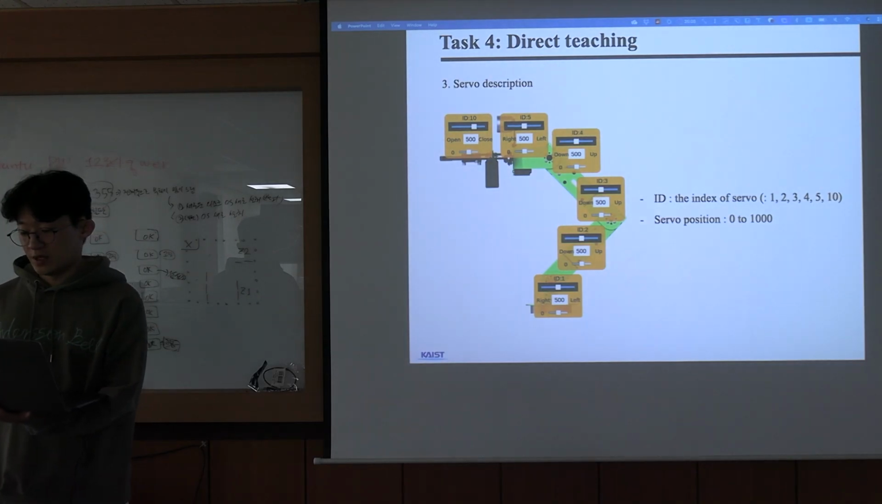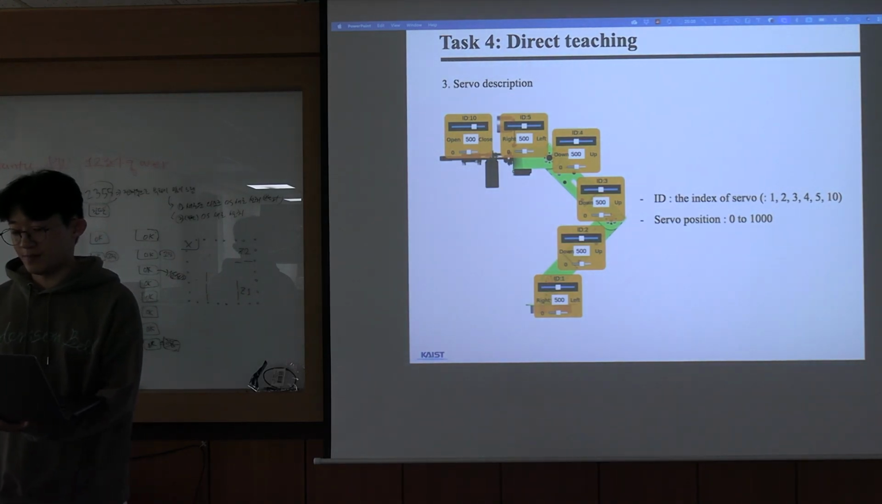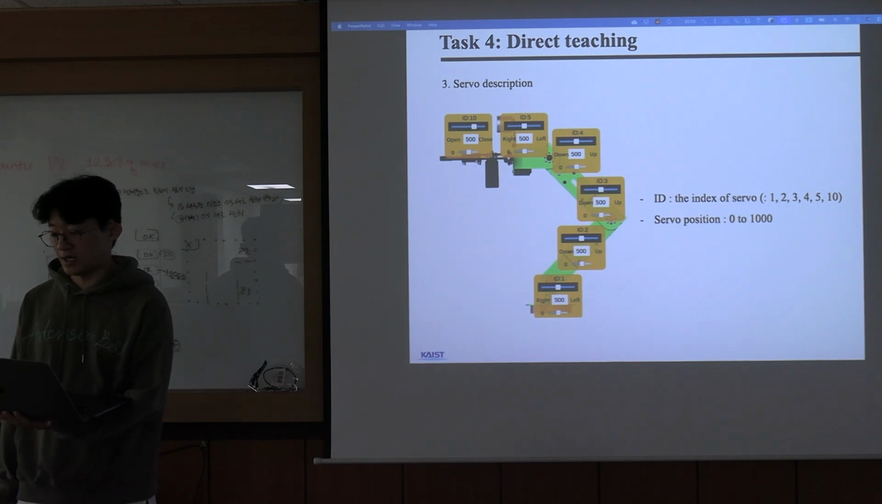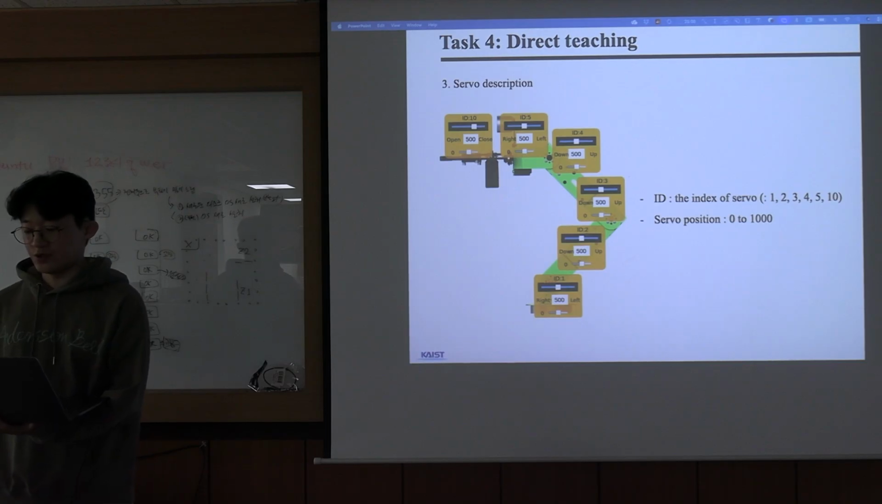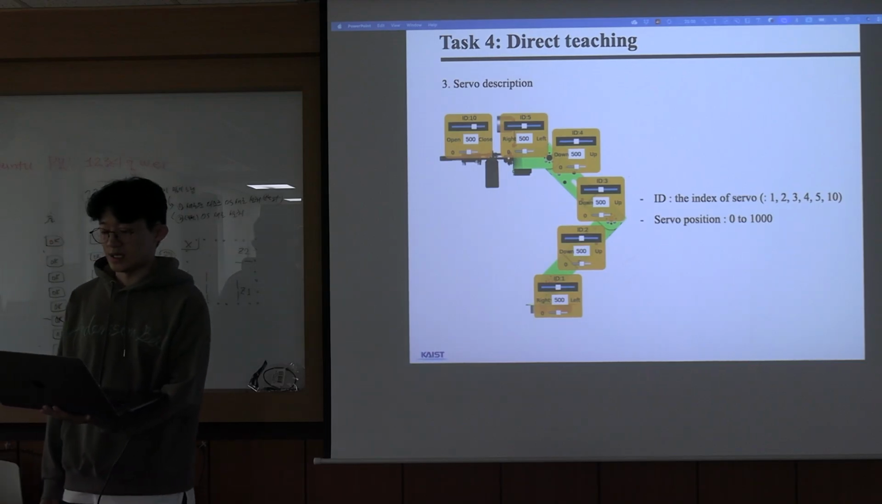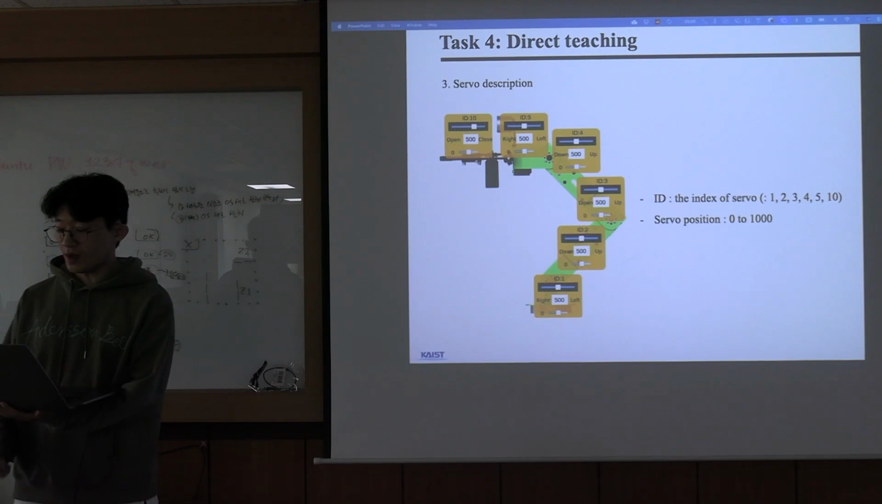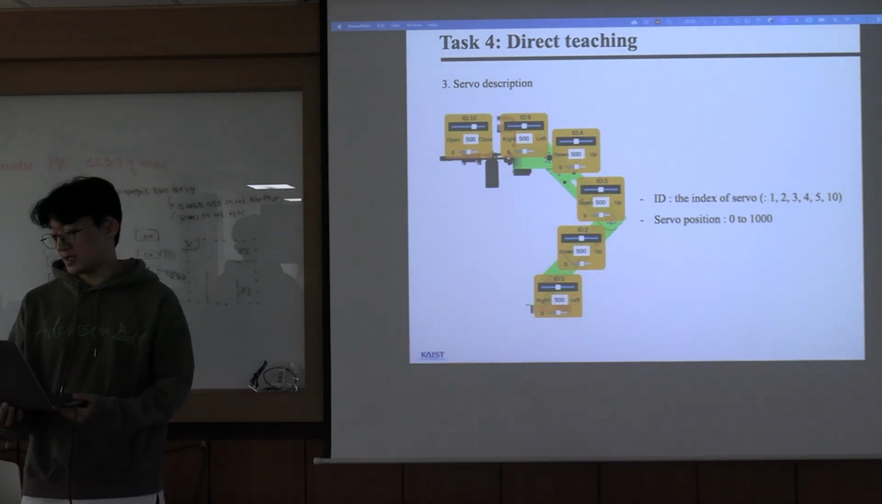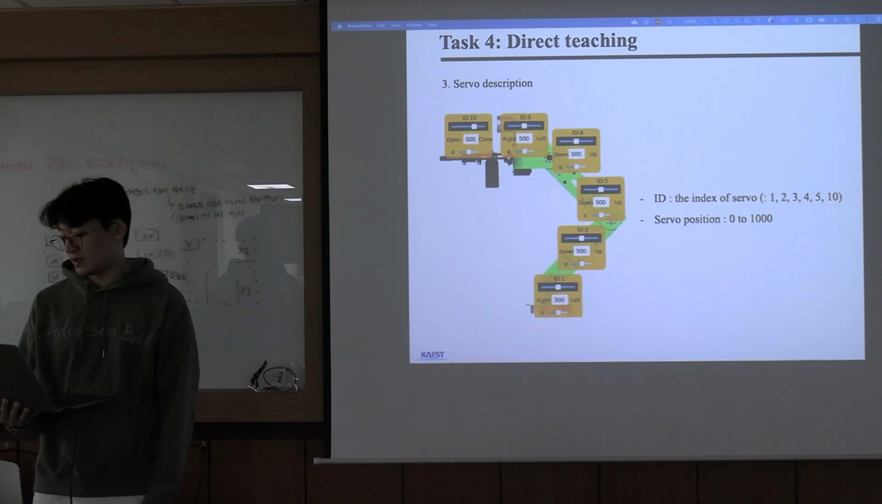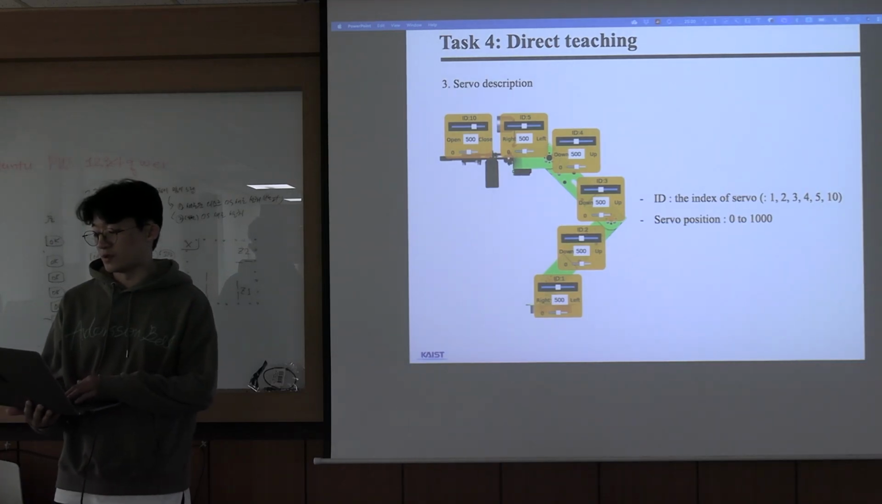In the software, each servo is assigned an ID. For our setup, we have servos with IDs 1, 2, 3, 4, 5, and 10. Each servo has a position value ranging from 0 to 1,000. By adjusting these values, we can control the robot's movement at each joint and record specific poses for direct teaching.